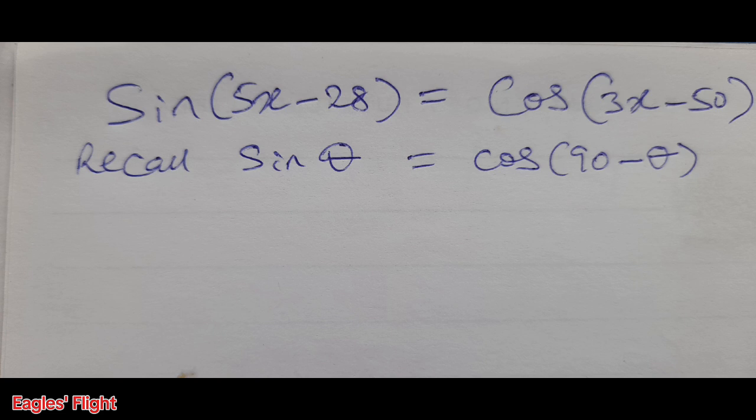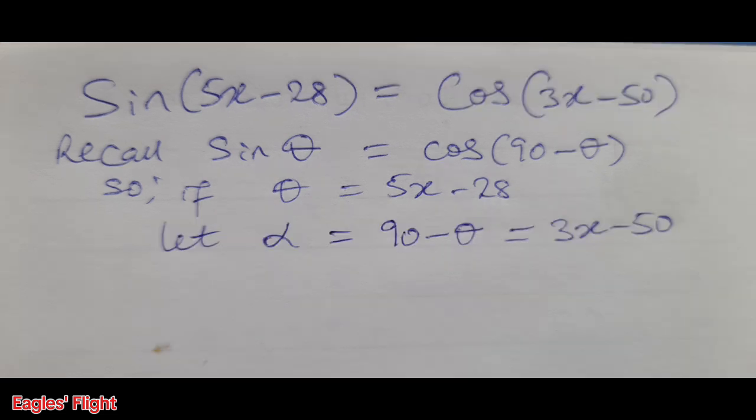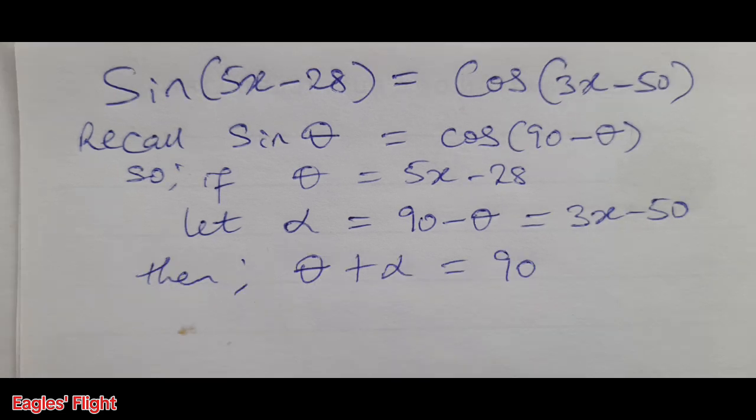So then if we make theta to be 5x minus 28, we can represent the complementary angle of theta by alpha. Let alpha be the complementary angle of theta. It means that alpha is equals to 90 minus theta. And in the given equation, let alpha represent 3x minus 50. Since alpha and theta are complementary angles, then theta plus alpha will be equals to 90 degrees.